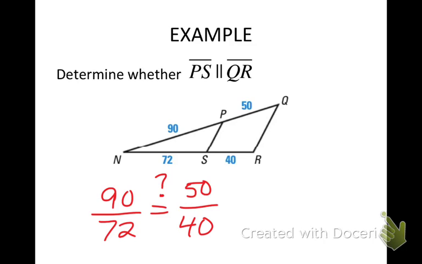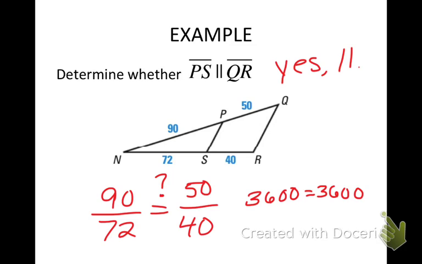So you could check your cross products. If I had a calculator, I could do a quick 90 times 40, which would be 3,600. Then I could do 50 times 72, which is 3,600. So my cross products are equal, which means that my proportion must be true. So is it parallel? Yes. If these were not the same, then I would say no, it's not parallel because my sides are not proportional to each other. Okay, questions with that theorem and its converse?